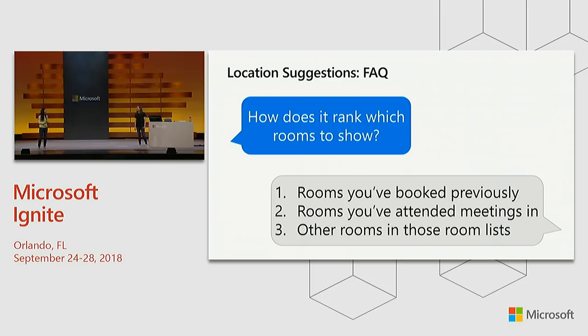Yeah, and the last set is if it looks at those rooms and the room lists that have those rooms, and if it can't find any that you've actually been to, it'll try to suggest other rooms in those same room lists. So that's the layman description of what we show in the suggestions.